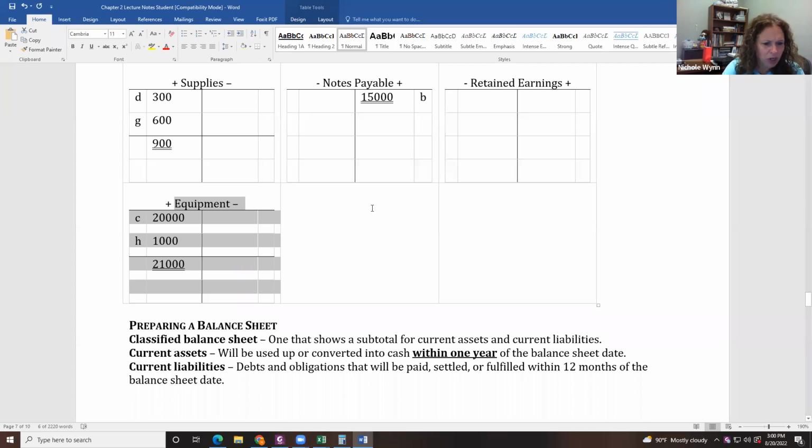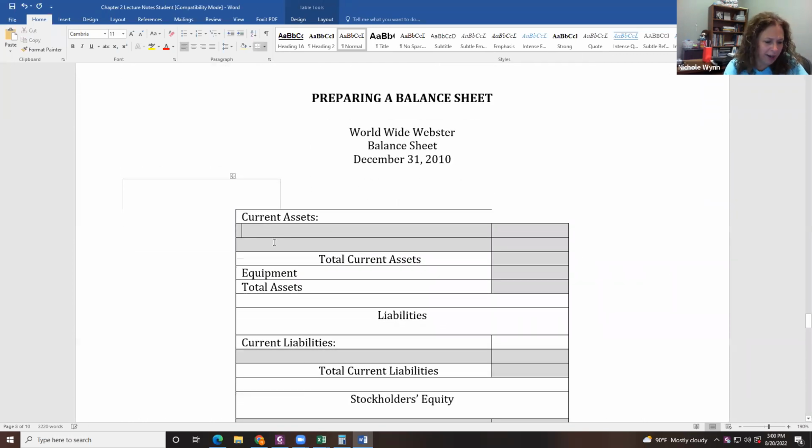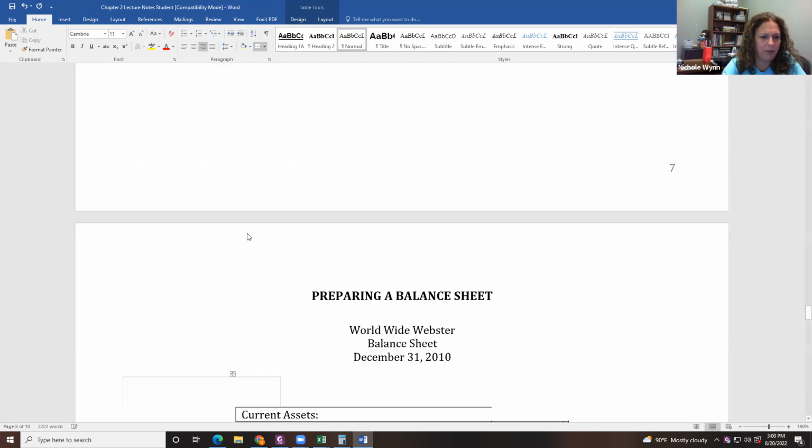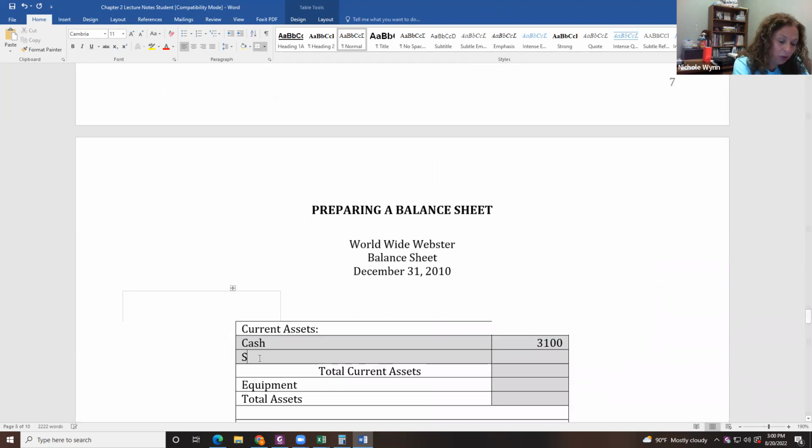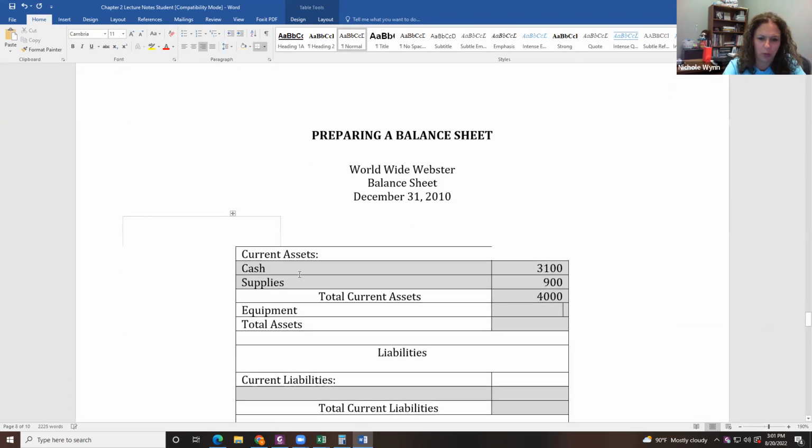Okay. So my current assets are cash. And it was 3,100. I just remember that from the previous page. And supplies, 900. So what I'm doing right now is a balance sheet. And a balance sheet has a who, what, when. And it looks like my total of my current assets look like 4,000. My equipment from my previous page was 21,000. So my total of all of my assets are 25,000. I would probably double underline that because I want to.